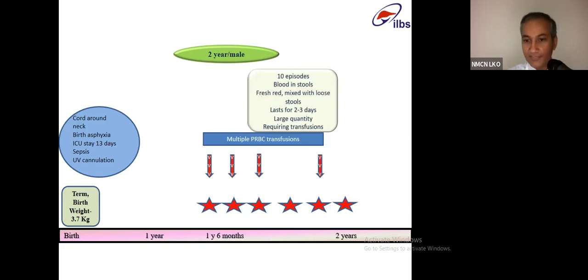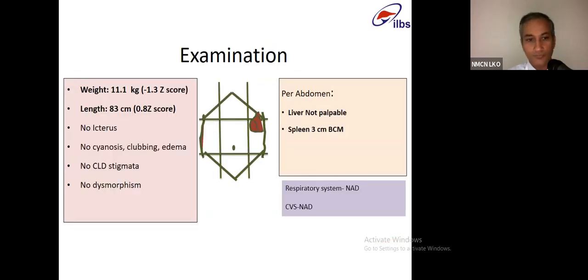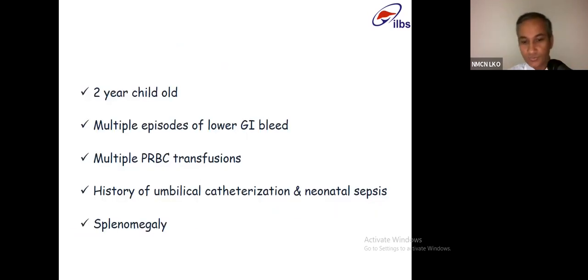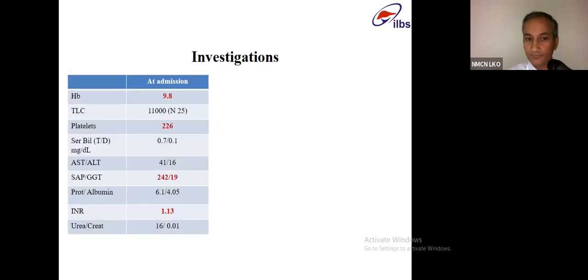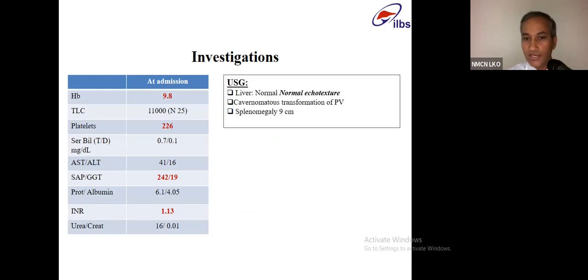So he was managed just with octreotide and repeated blood transfusions. When he came to us, his growth parameters were normal and the spleen was palpable. He had multiple episodes of bleed, which were upper versus lower GI bleed, and splenomegaly. So he had portal hypertension, which was EHPVO, confirmed on ultrasound Doppler. On investigations, the platelets were normal, hemoglobin was low, and ultrasound showed cavernoma.